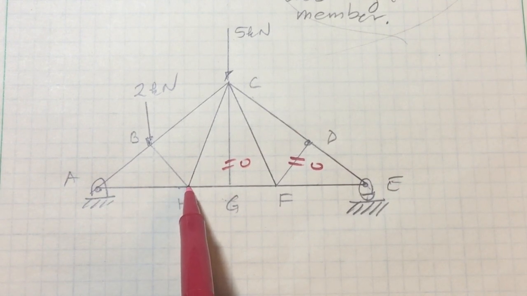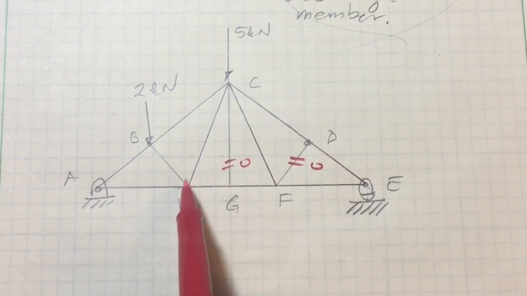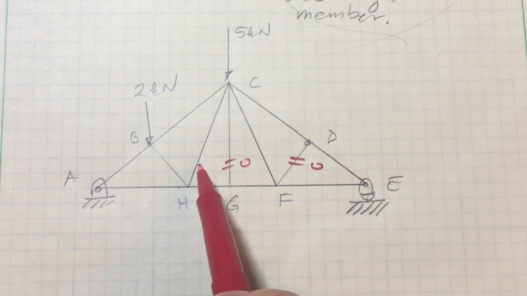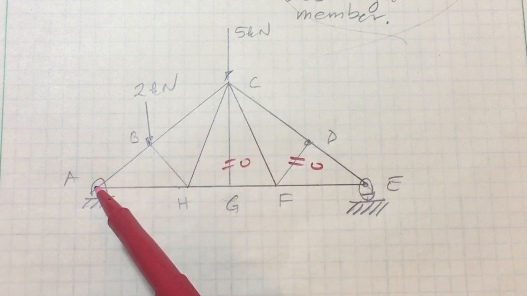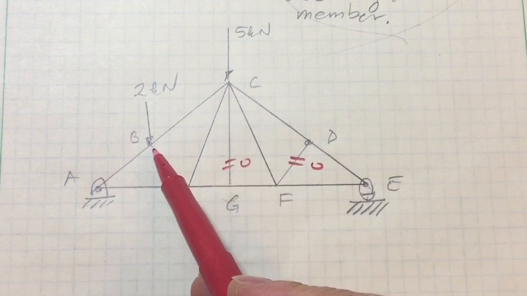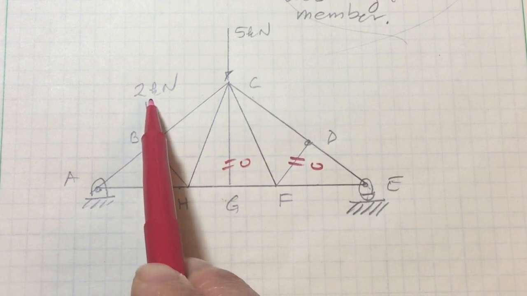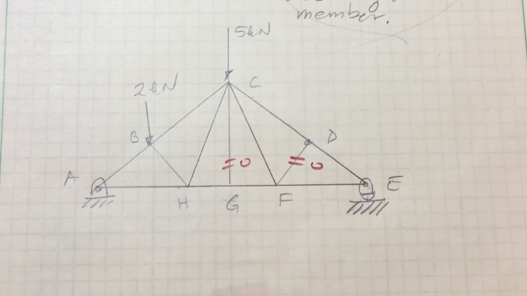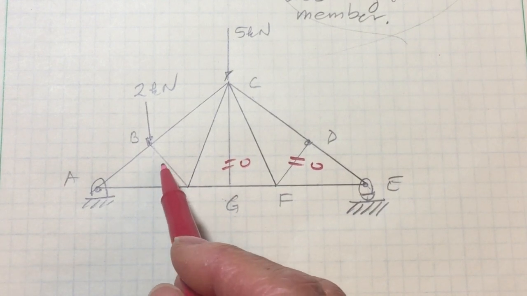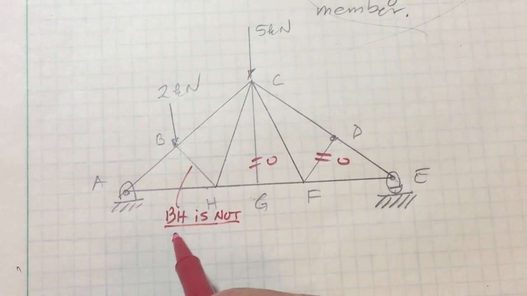Same thing with joint H. We know that AH and GF are collinear, but it actually has two other members attached to it. So we can't say that this is a zero force member, nor can we say that this is a zero force member. So we go to members AB and BC. They are collinear, and it has this third member. However, this 2 kilonewton force is being applied at that joint. Therefore, BH is not a zero force member.